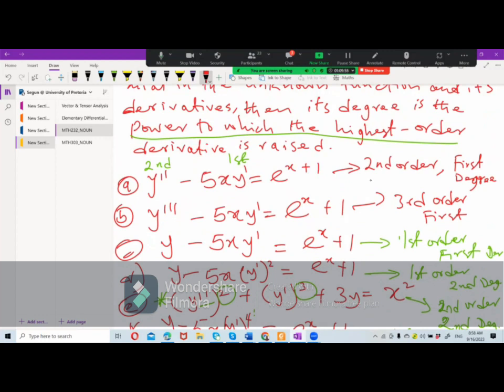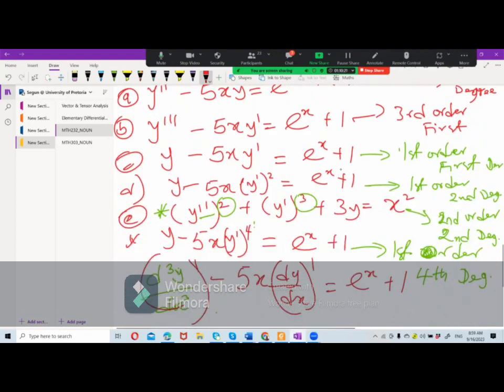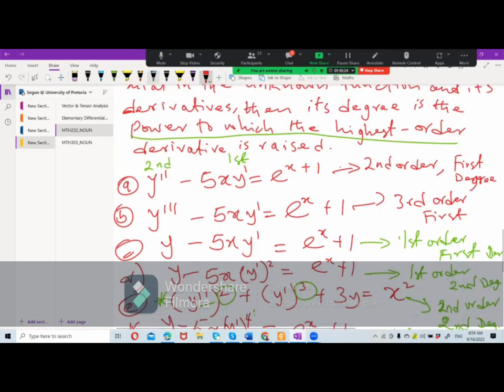Now we move on to an equation to find the order. We all know the order is the highest derivative you have. Now let's look at this. I have y prime prime minus 5 this equals to this. If I want to separate them, what is the highest derivative I have in this case? The second derivative, and the second derivative is raised to the first power. Others are just ordinary variables.